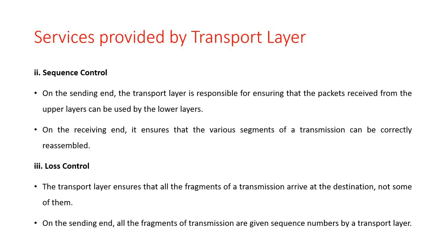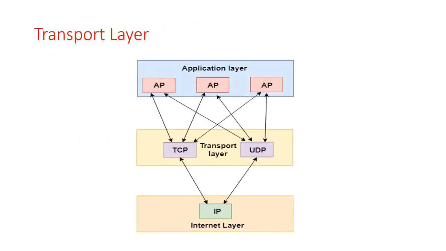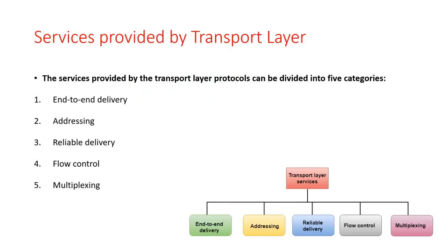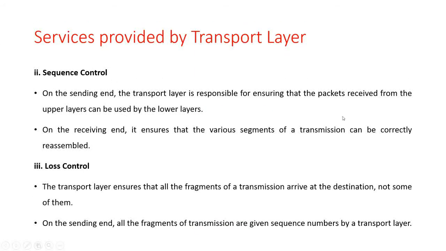Okay. So what does sequence control do? The packets we receive from the application layer should come to the transport layer in the same sequence, from upper to lower layers. And in the same sequence they should be sent from the transport layer to the next layer. Okay, so this is sequence control, ensuring that the packets received from the upper layer can be used by the lower layers. On the receiving end, it ensures that the various segments of a transmission can be correctly reassembled.